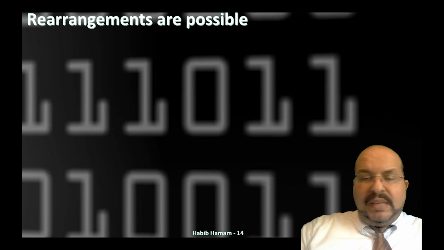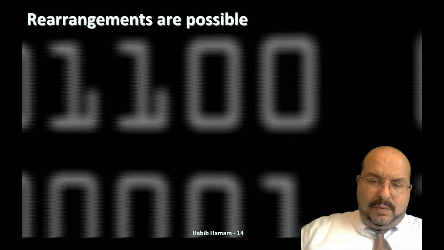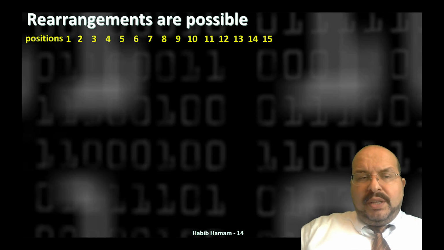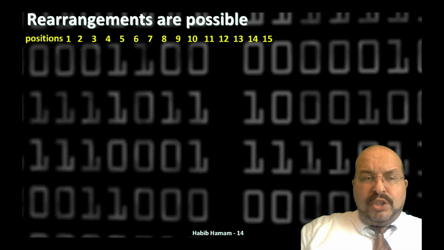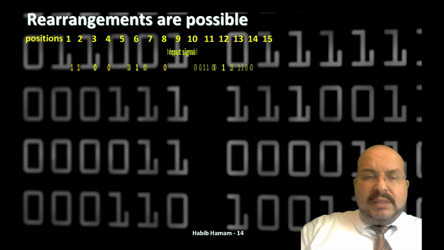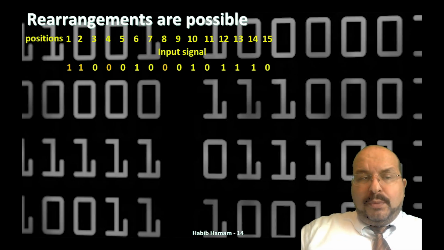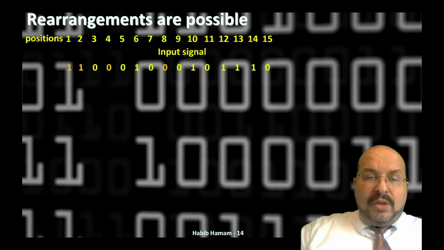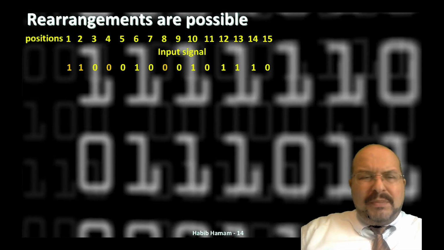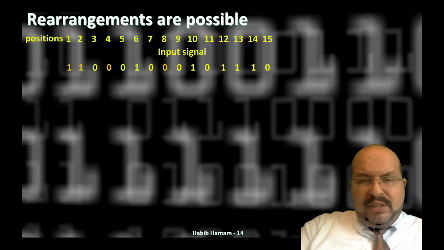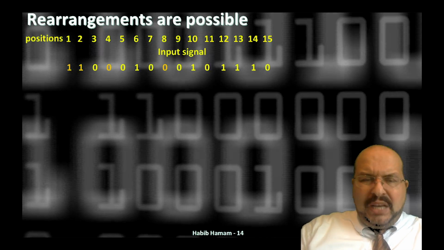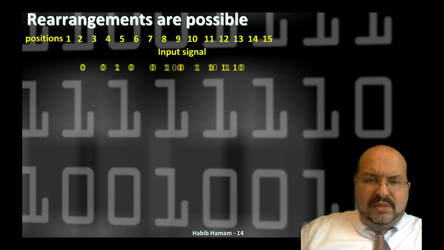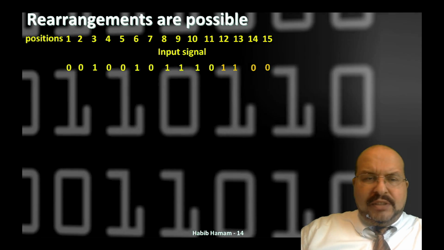However, before that, let me give you one comment about rearrangements. When we arranged the positions from 1 to 15, at positions which are powers of 2 we have redundancy bits. Should we send them in the channel in this order? We are not obliged. We can do some reshuffling. We can move the redundancy bits to the end, and we have this.